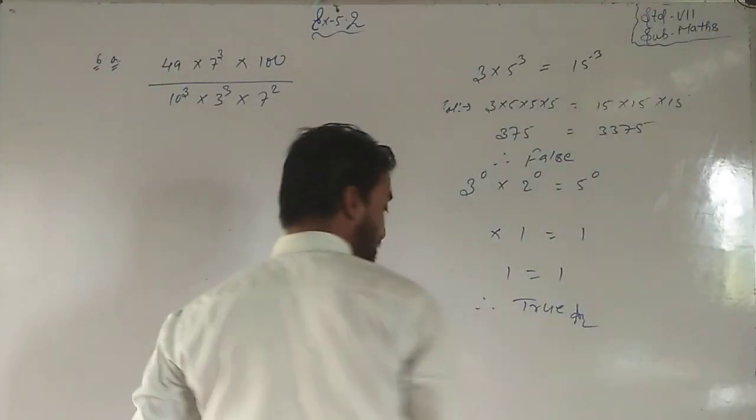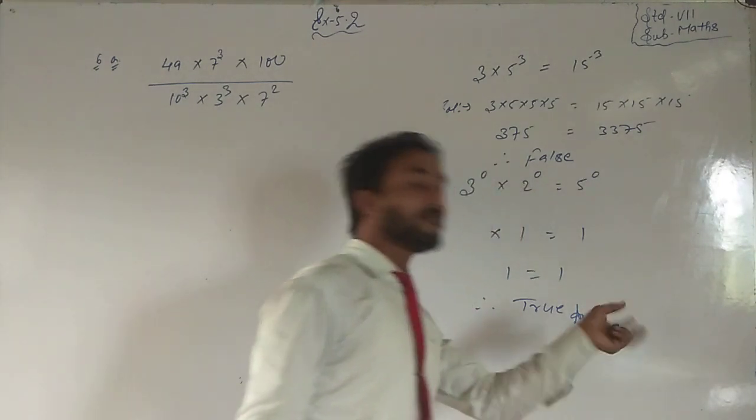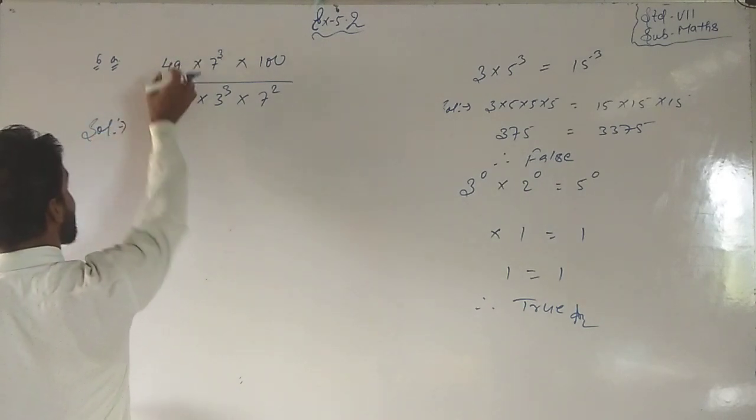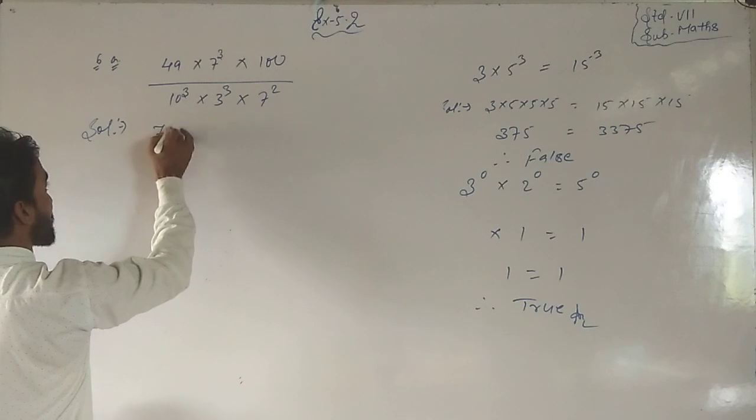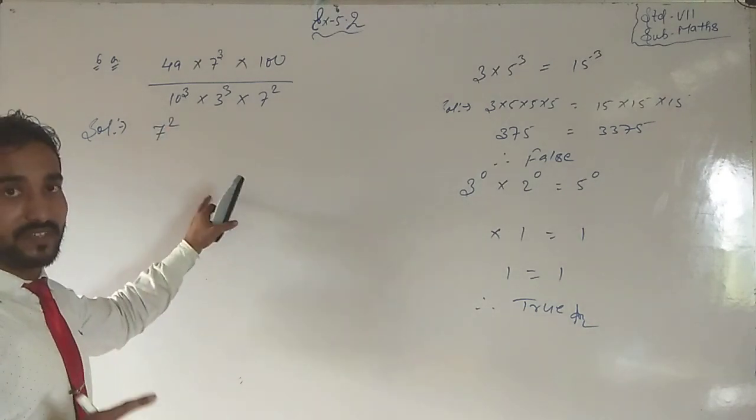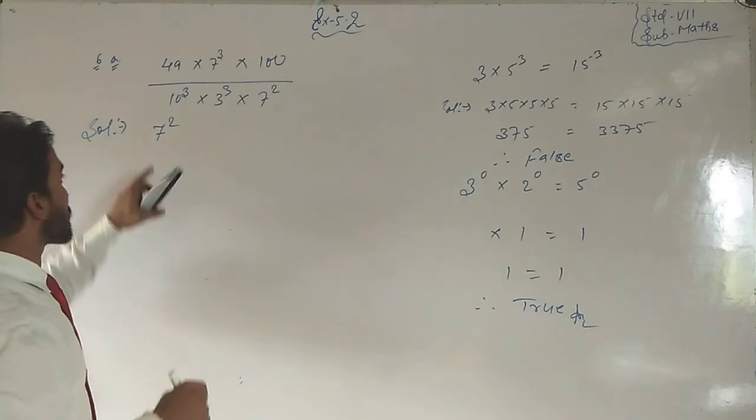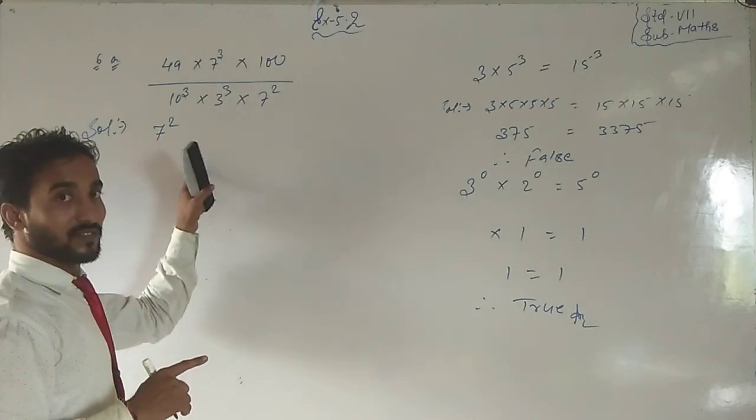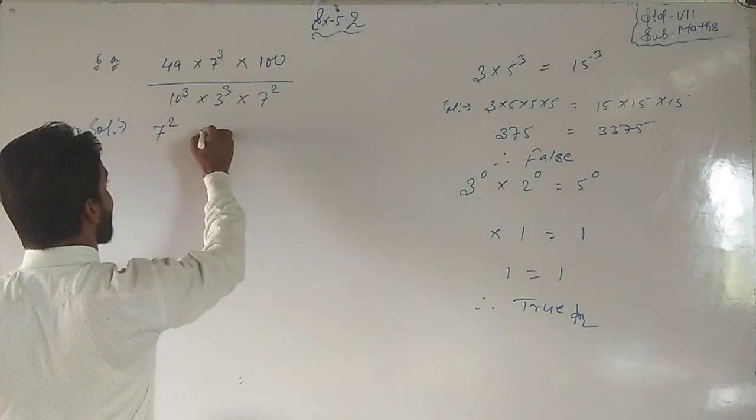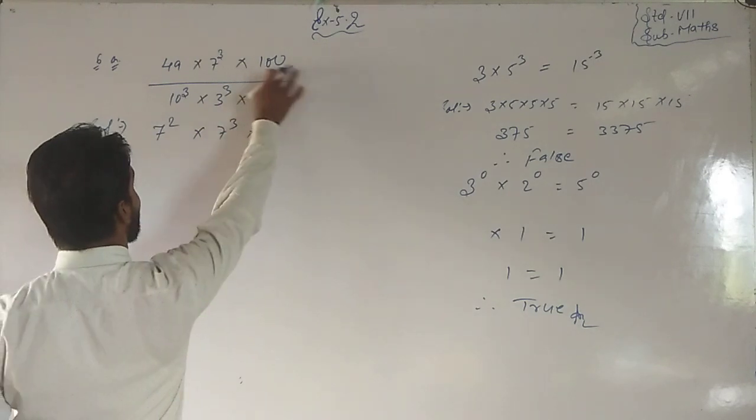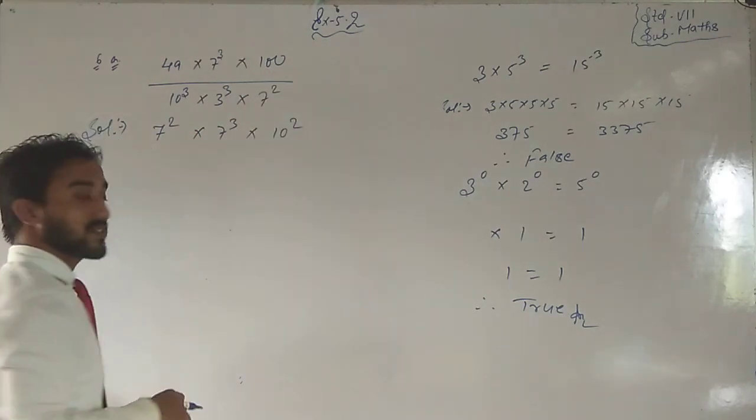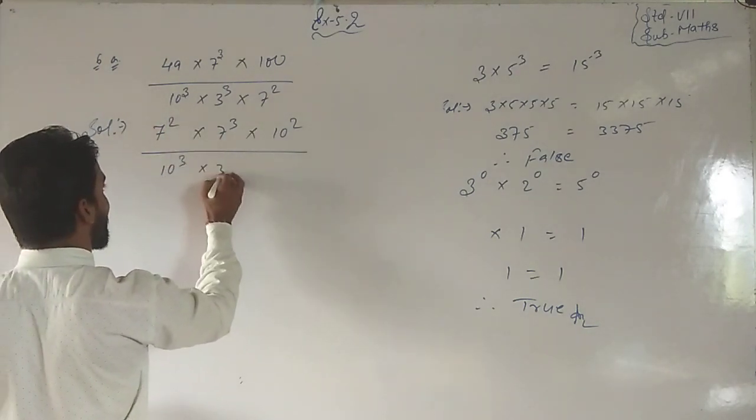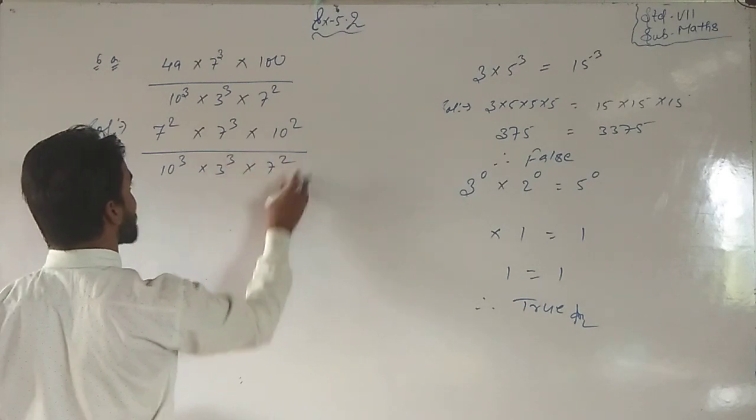Students, the question says simplify each of the following. How will you solve? It is simple. 49 is there. Can you write 49 as 7 to the power square? 7 into 7 results in 49. So 7 into 7 can be written in exponential form as 7 to the power 2, or 7 square, into 7 to the power cube into 10 to the power square. Can you write it in exponential form? Good. See the next one. It is already in exponential form.